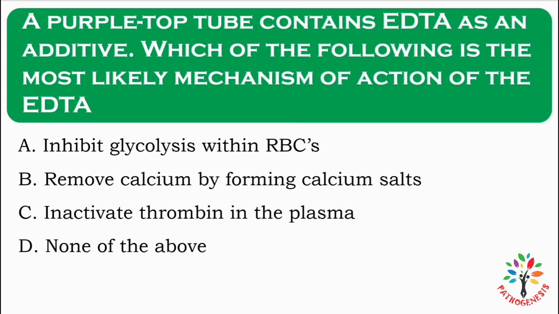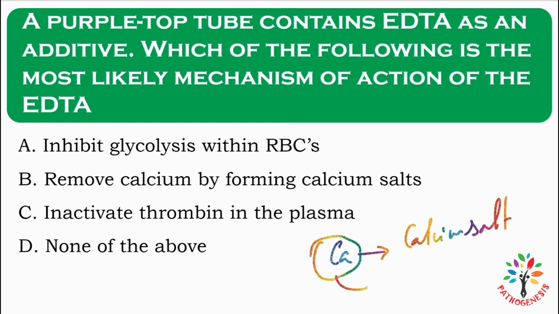Next question, a purple top tube contains EDTA as an additive. Which of the following is the most likely mechanism of action of the EDTA? The action of EDTA is actually it removes calcium. It removes calcium and forms calcium salt. Calcium is the fourth clotting factor, so if we remove this clotting factor, the blood will not clot.